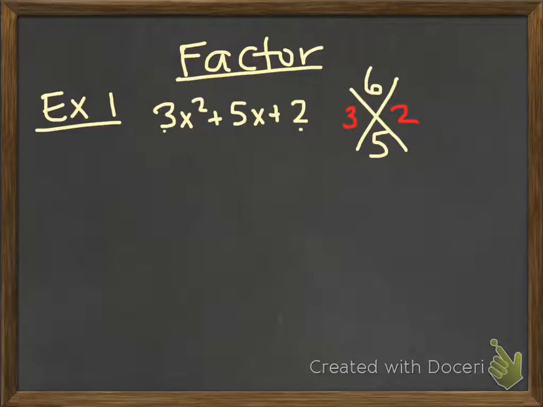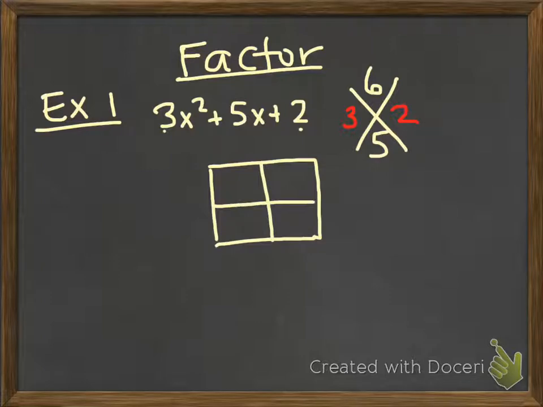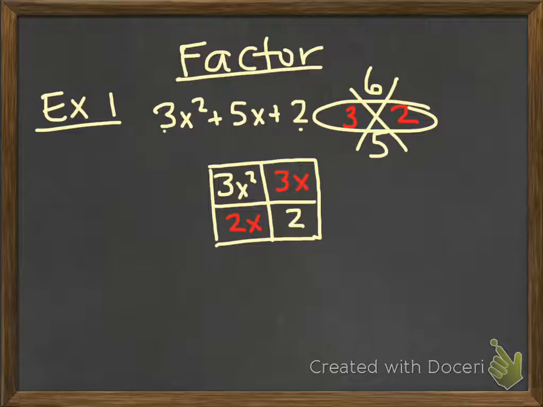Okay, now you're going to make a box. Okay, the first term, 3x squared, goes in here. The last term goes in the bottom right. And these two side numbers are going to be the diagonals. So 3x and 2x. And the order doesn't matter. Now if we added these up, you'd get 3x squared plus 5x plus 2, which is what we have as the problem. So we have the sum, and now we're looking for the product.